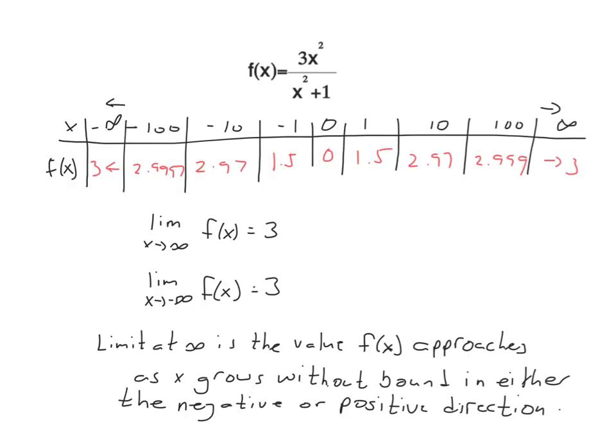So when we talk about the limits as x goes off towards positive or negative infinity, what you're really looking at is what is happening to the function's values as x grows without bound in either the positive or negative direction. And if that function value is approaching a specific number, then that value it approaches is the limit as you approach positive or negative infinity.